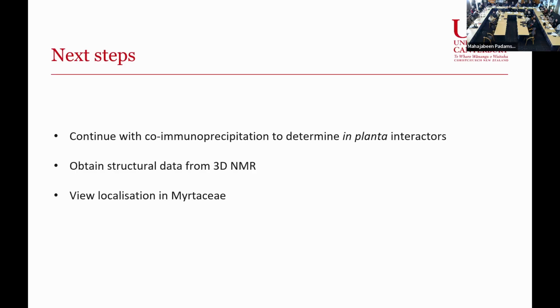And then 3D NMR is where, as I showed you before, we had a hydrogen and a nitrogen, and this time we add a carbon. From that, you can basically get a picture of the entire protein. Those experiments have been run. It sat in the magnet for about 3 weeks, and I have those spectra now, so I will spend the next 3 months working on them. And then it would also be really cool to view where these proteins are localizing in Myrtaceae.